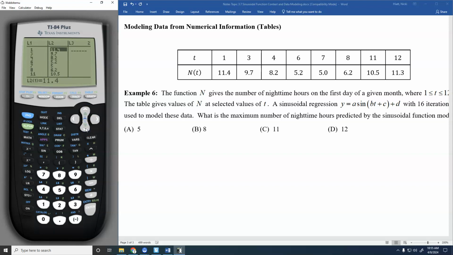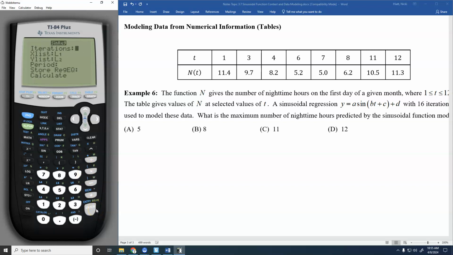Almost. This is not going to be a linear regression. What kind are we going to use? Sine regression. So once you get your data in, you're going to go to Stat. You're going to go over to Calc. And our sine regression is C. And our calculators will not do a cosine regression. So if you're doing a regression, you have to use sine, even if cosine might look like it would fit better.